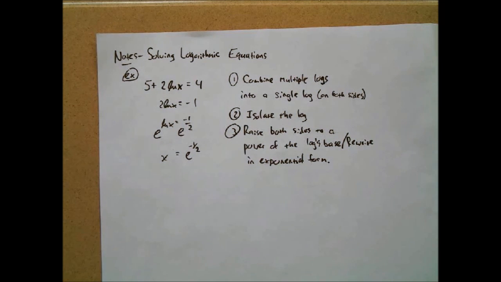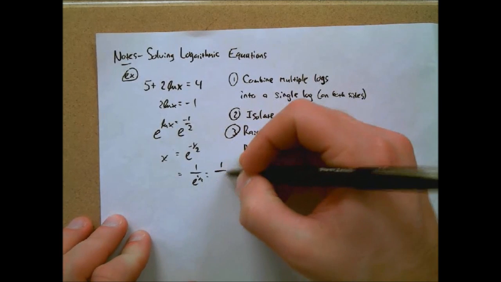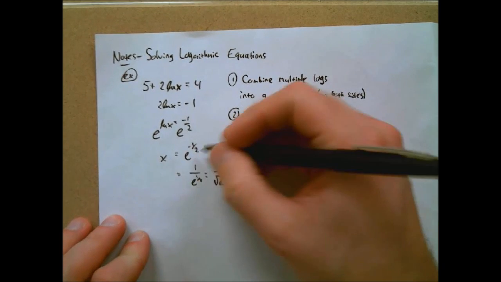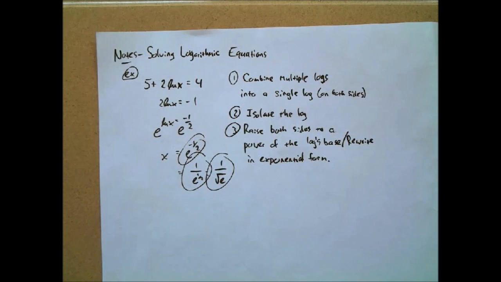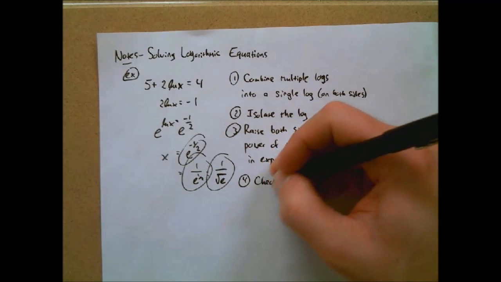Or if you like, 1 over e to the positive 1/2, or if you like, 1 over the square root of e. Any of those would be fine answers there. Although typically we don't end with a negative exponent, but you get the idea. The last step we should really do here is check for extraneous solutions.